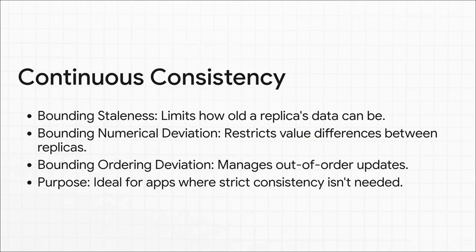And we can set these bounds in a few key ways. We could limit staleness, for example, deciding that the stock prices on a display can be no more than, say, 5 seconds old. We could limit numerical deviation, maybe saying that 2 weather sensors in a field can't differ by more than 1 degree. Or we could limit ordering deviation, allowing perhaps a few chat messages to appear slightly out of sequence. It's a very practical trade-off, really, prioritizing performance where absolute perfection just isn't necessary.